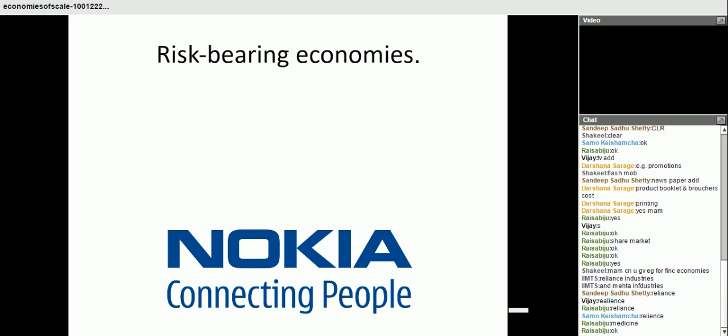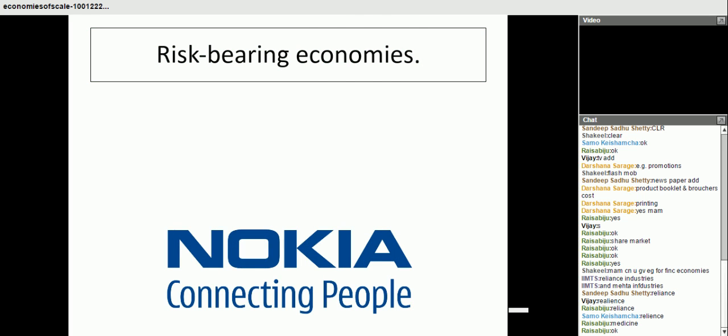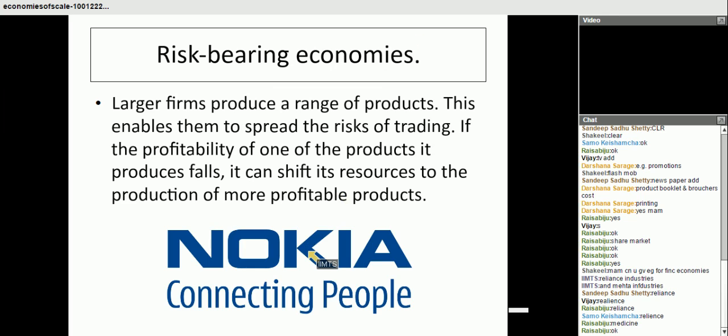Now risk bearing economies. This is very important. Suppose there is a large firm. The large firm has the option of many products. It can manufacture many products at the same plant or using the same things. The best example is Nokia itself. Nokia is a mobile company, and it manufactures n number of mobiles, right from a simple black and white phone to smartphones.